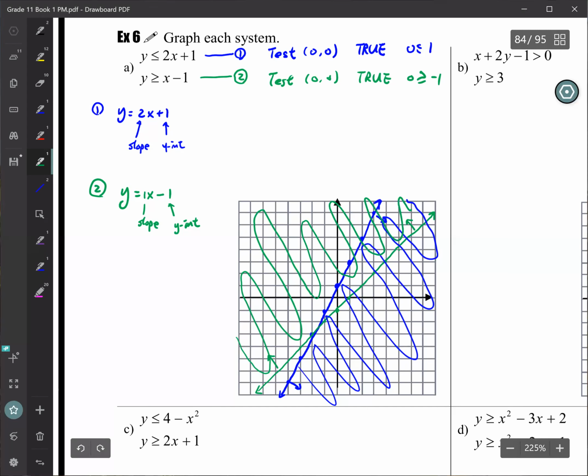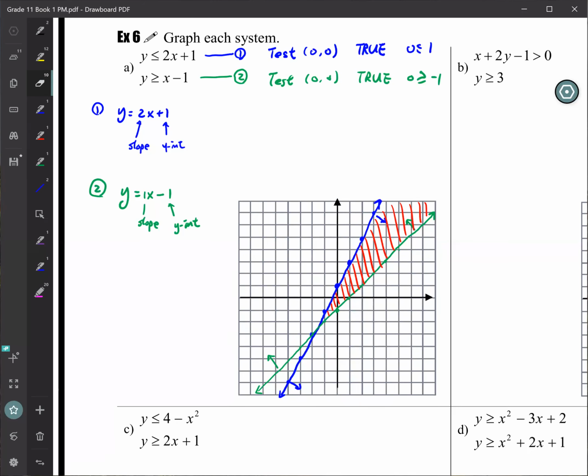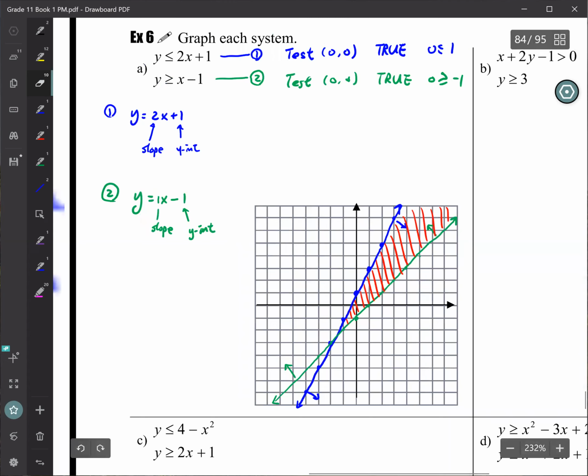Okay, so the part where you see two colors, the place where you see both blue and green, that's your final answer. So that will be here. I will color with the red. Okay, but in your homework, do not color 3 colors. Only shade the final answer. That's why you only do the little arrow first, just so that you remember which side to shade. So the red part, that means any point you pick there, it will be true for both. It will be the answer for both of them.